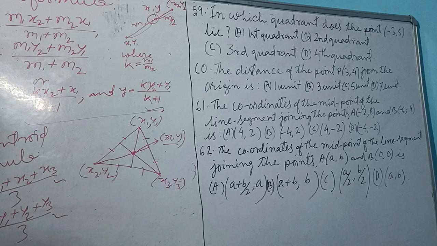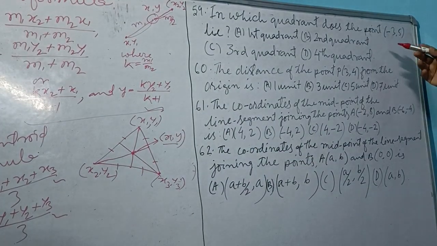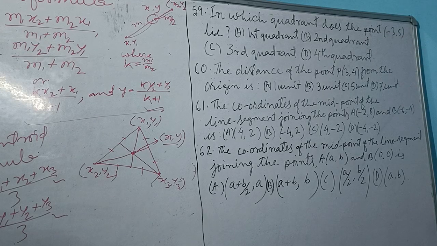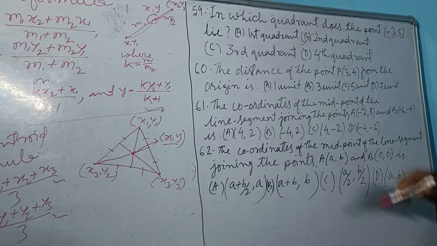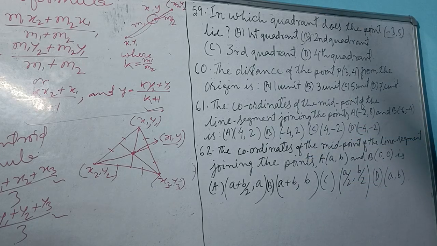Now our question number 59 I'm discussing. In which quadrant does the point (-3, 5) lie? You see, the first one is negative, going left; the next one is positive, going up. That means it is lying in the second quadrant. So that way you can answer. Just as in the video I have shown: negative, then goes up, positive. So it lies in the second quadrant.